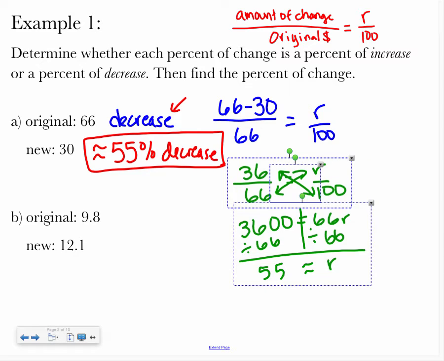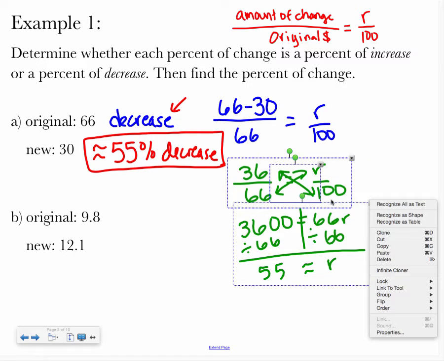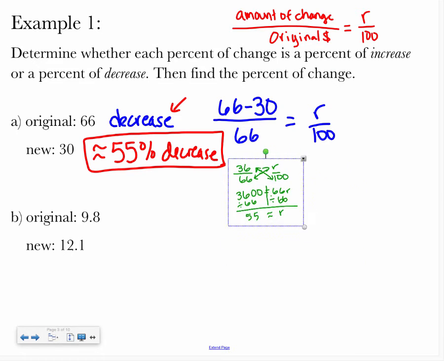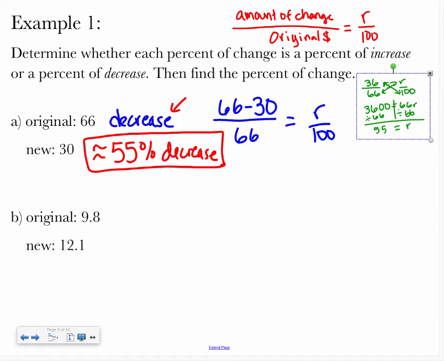Let's do the same thing with part B. If we look at part B, our original price is 9.8. Our new price is 12.1. And we want to determine, is it increase or decrease? So started at 9.8. Now it's at 12.1, so that's an increase. The number got bigger. And now we want to figure out what the percent of change is.